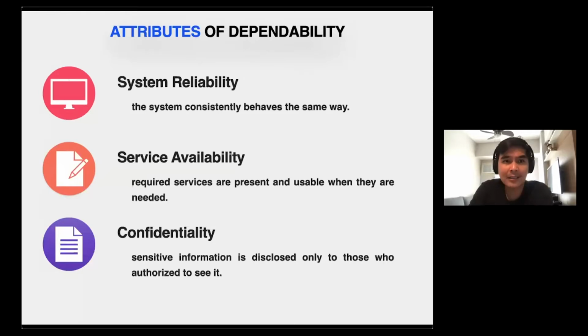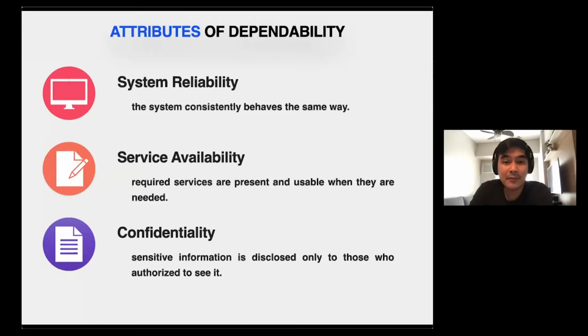Okay, so going back, attributes of dependability. How can we say that a system is dependable? It is composed of three important components. Number one, system reliability. Dapat reliable siya. Meaning the system consistently behaves the same way. So our system or any software should be free of bugs. Kaya nga meron tayong testing na tinatawag, and later we're going to discuss those different steps.